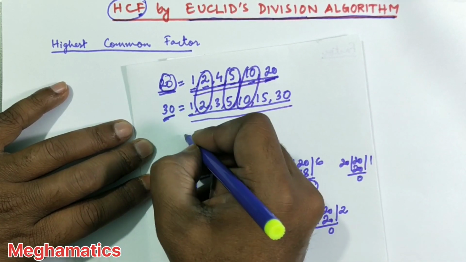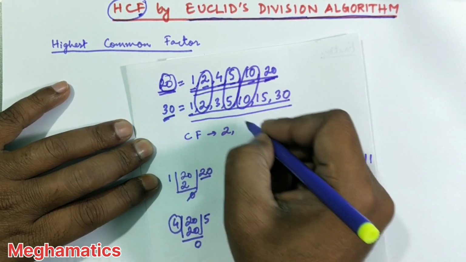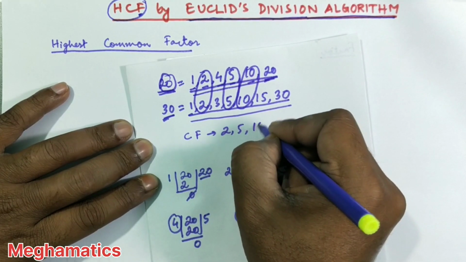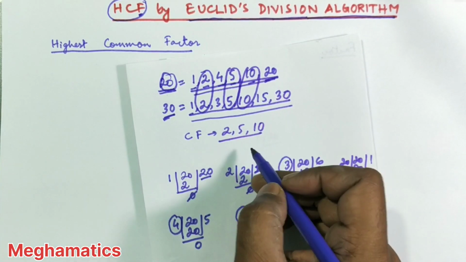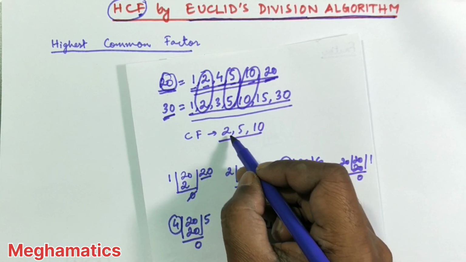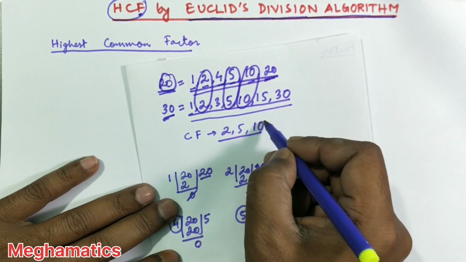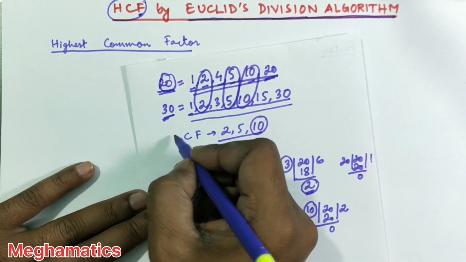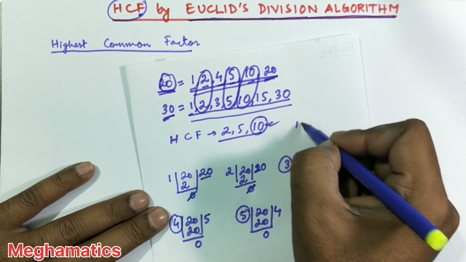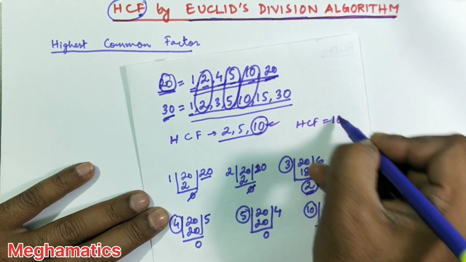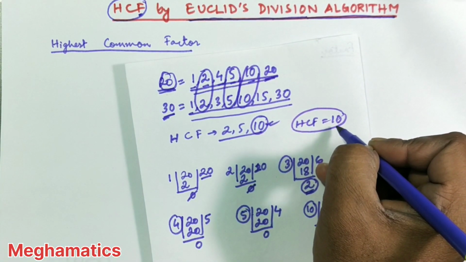Now if we talk about common factor, it is CF. The common factors are 2, then 5, then 10. So these are the common factors. Now within these common factors, like 2, 5 and 10, which is the highest one? So if we find the highest one, that is 10. So the highest common factor is 10. So that means the HCF is 10. So this is the way we used to find the HCF.